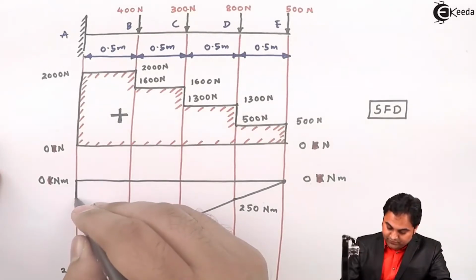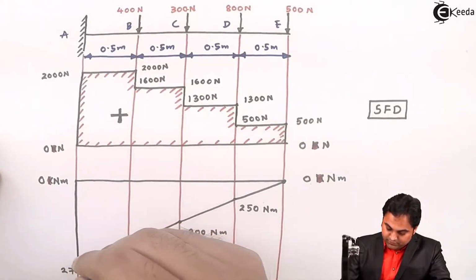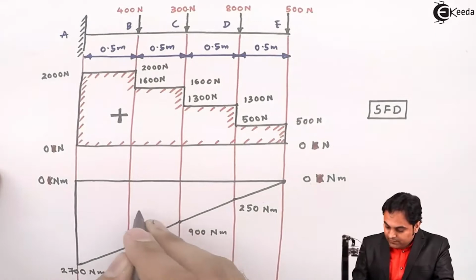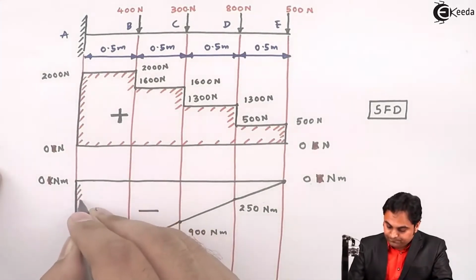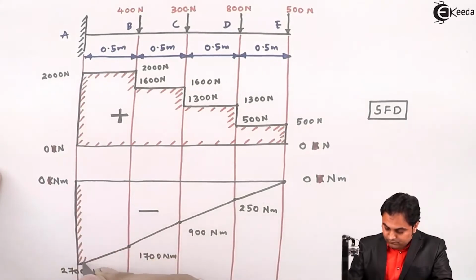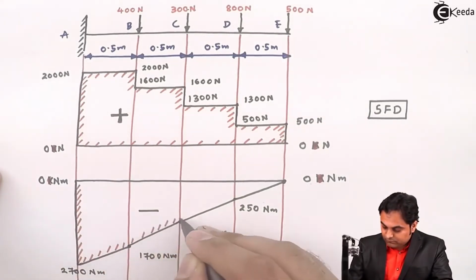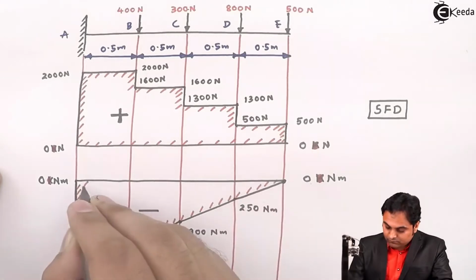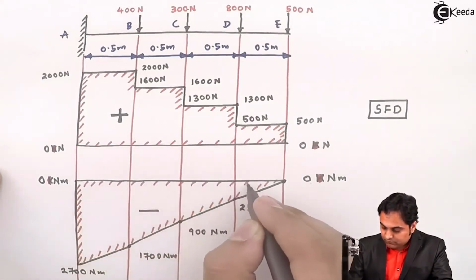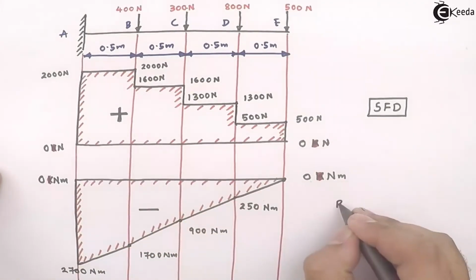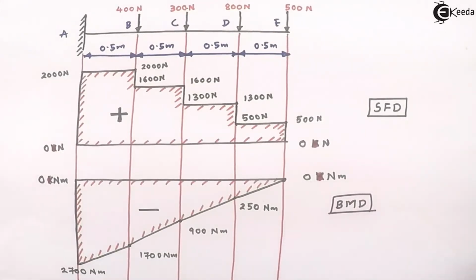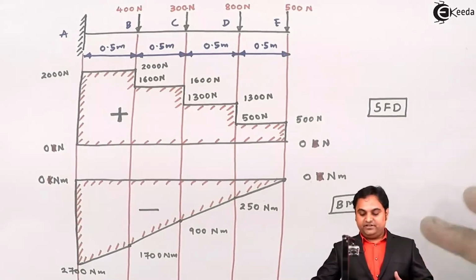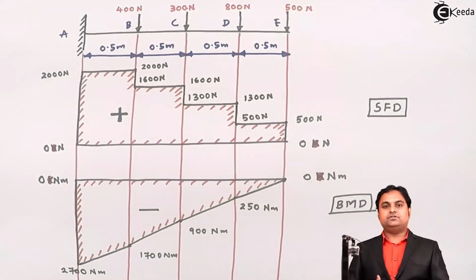And finally this value will be 0. And here we have the negative sign. So this is the BMD, that is bending moment diagram. So here we have completed the SFD and BMD. BMD, the third step was completed, and with this we complete the question.